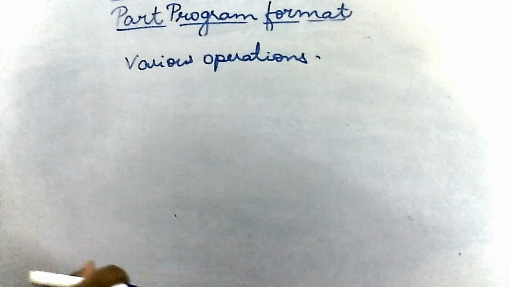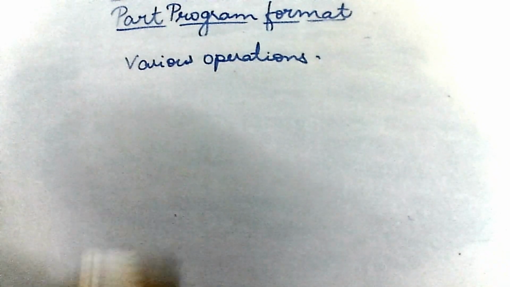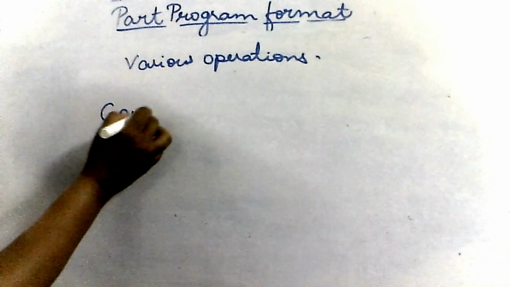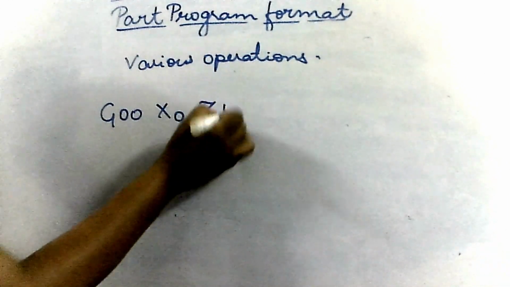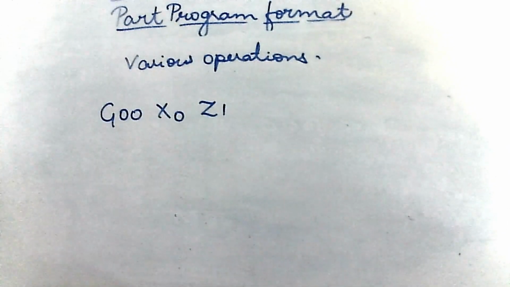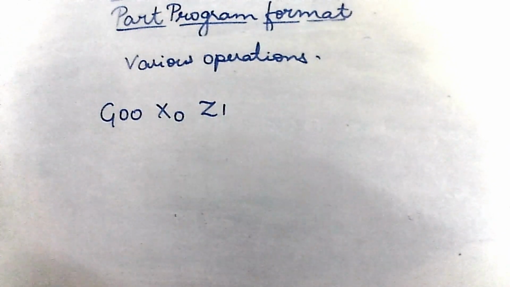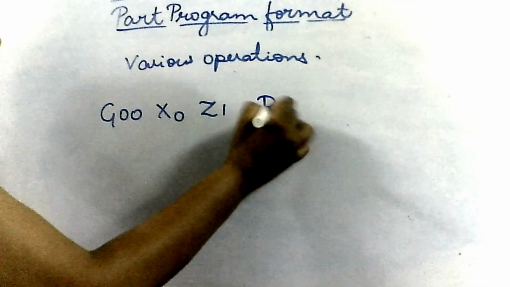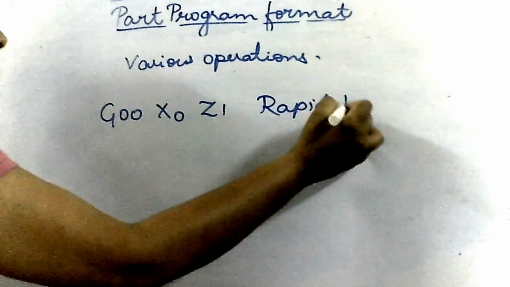After that, there are 6 parameters at the end which you are going to write. In that, the first one is G00, X0, Z1. Now what is this X0, Z1? You will come to know when we take a program. G00 represents rapid tool positioning.